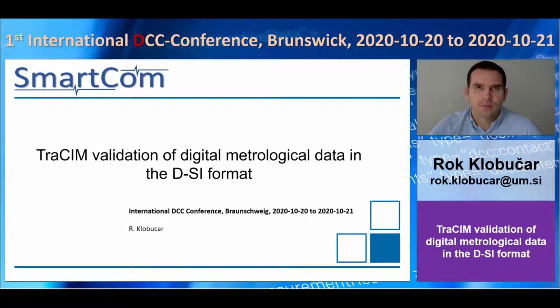My name is Rok Lobučar. I'm from Slovenia, Maribor, University of Maribor, Faculty for Mechanical Engineering, and I'm working in the laboratory for production measurement, and we are the designated institute for length in Slovenia. Today, I would like to present this presentation with the title TraCIM Validation of Digital Metrological Data in DSI format.